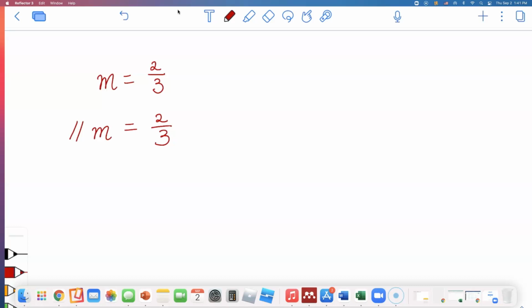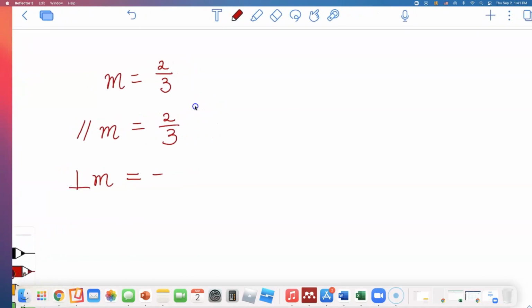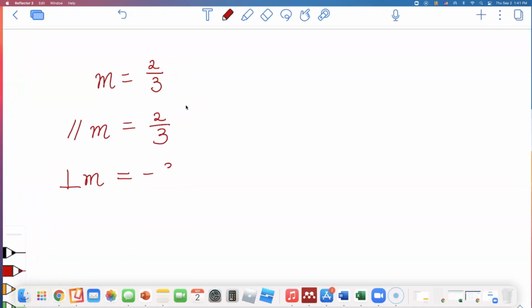The perpendicular slope though, and look at the notation, guys, the symbol that I'm using, an upside down capital T, looks like a 90-degree angle there, right? That means perpendicular slope. You have to make the number negative because the original was positive, and you have to flip the fraction. So no more 2/3, you're going to make it 3/2.